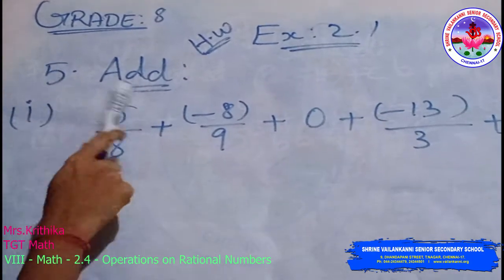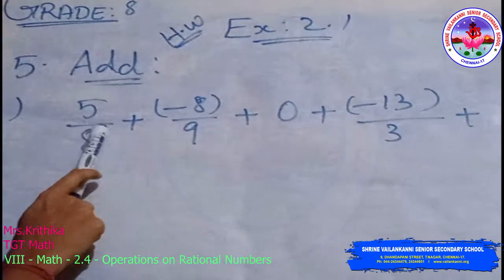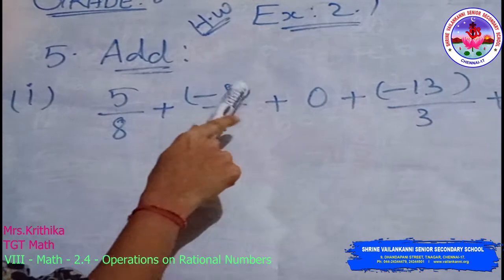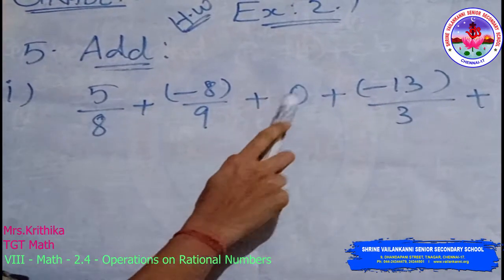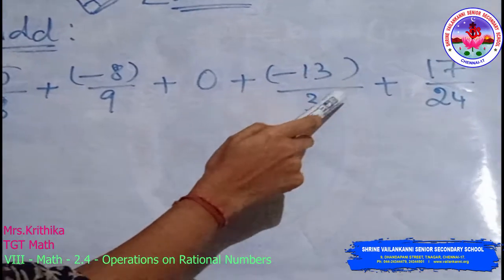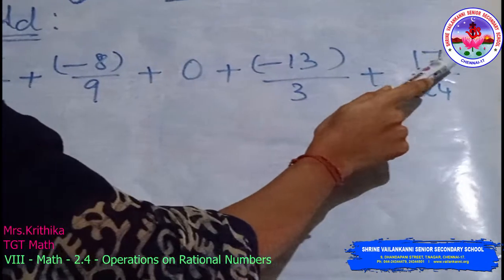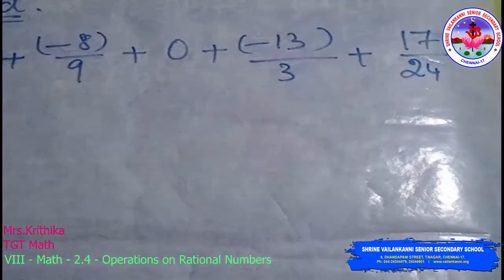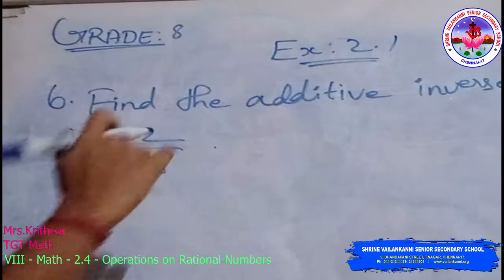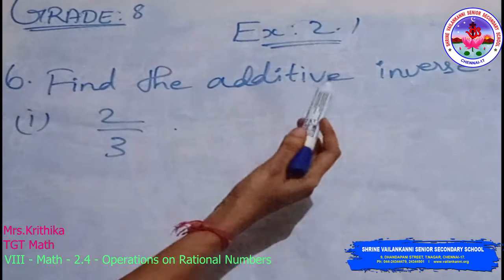Homework sum, fifth question. Add 5 by 8 plus negative 8 by 9 plus 0 plus negative 13 by 3 plus 17 by 24. This is the homework sum. Exercise 2.1, sixth question. Find the additive inverse.